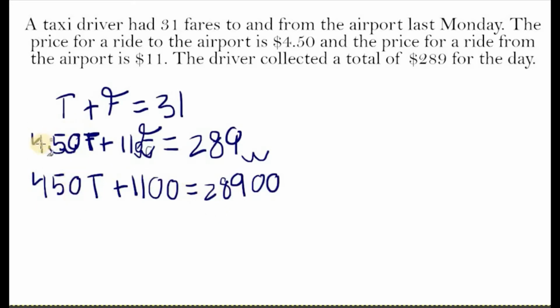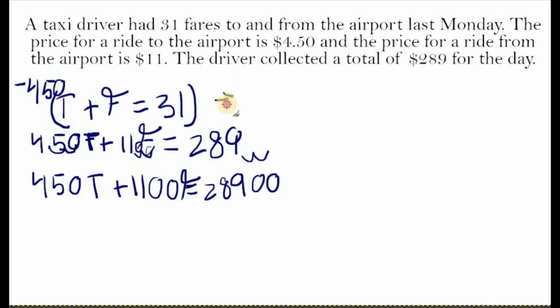Now, this equation you can ignore for now. We're only working with the top one and the bottom one. Now you can pick one you want to eliminate first, the t or the f. We're going to eliminate the t first. So we're going to multiply the top equation by whatever number we need to eliminate this. Since the t has nothing in front of it, and the t down here has 450, we're going to multiply the whole top equation by negative 450.